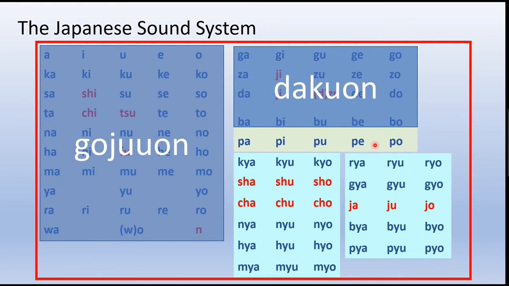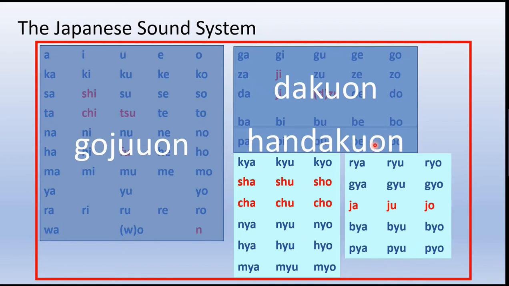Then we have the dakuon, which are a group of murky sounds: ga, gi, gu, ge, go, za, ji, zu, ze, zo, da, ji, zu, de, do, and ba, bi, bu, be, bo. Then we have the handakuon, which are semi-murky sounds, and there is just a single line pa, pi, pu, pe, po.